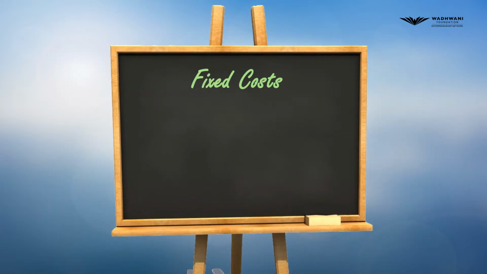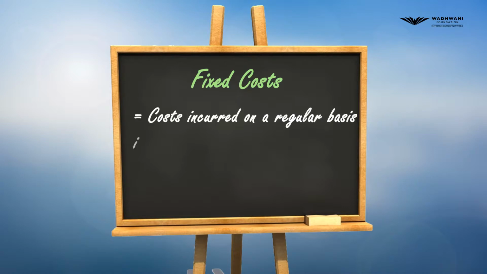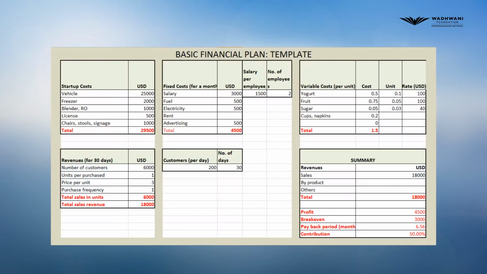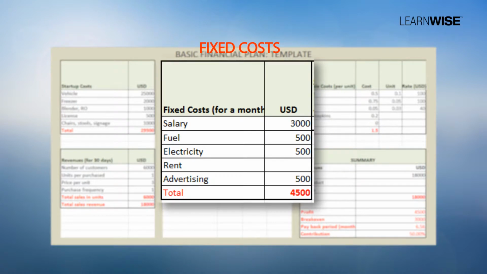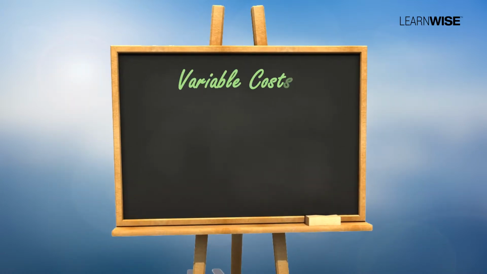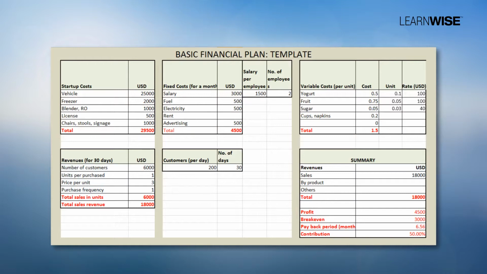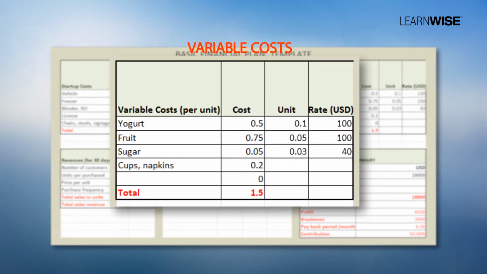Fixed costs are the expenses incurred regularly, irrespective of how much you sell or how much you produce. Fixed costs are usually calculated for a month. For the smoothie business, your fixed costs will be fuel, salaries, and electricity. Variable costs are costs that depend on the number of units produced and sold. In our example, the variable cost will be raw material consumed such as yogurt, sugar, cups and spoons.